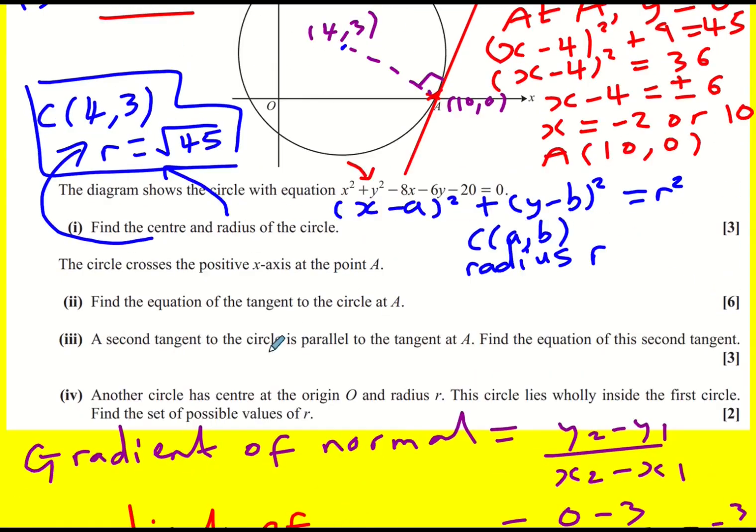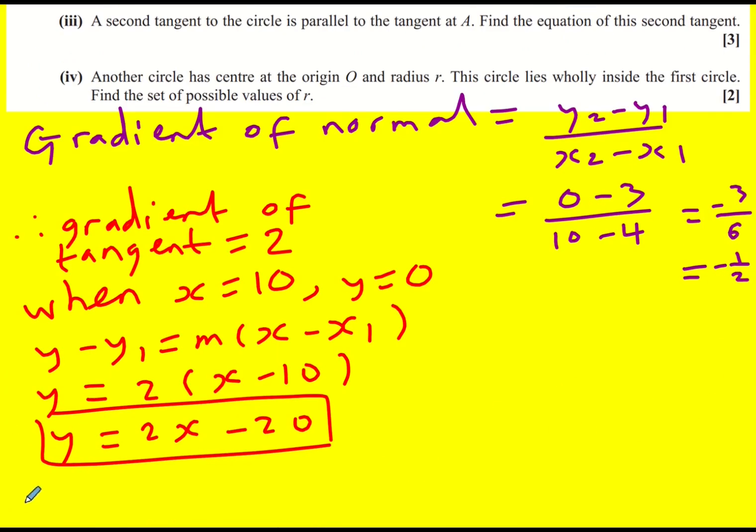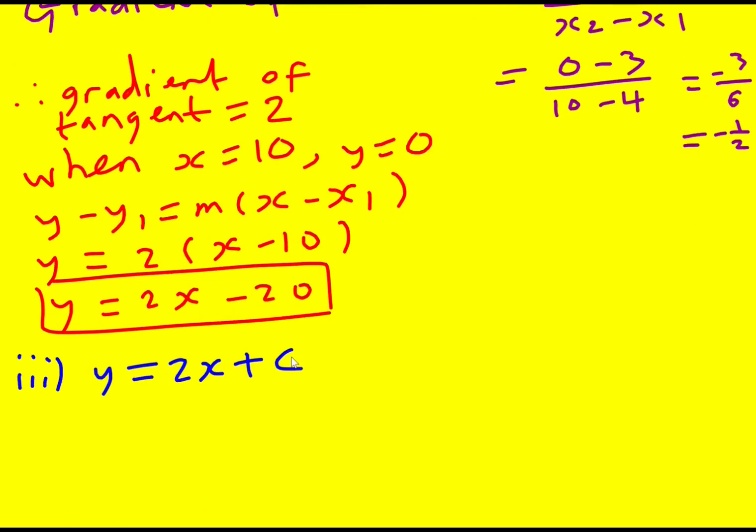We're told in part 3 that a second tangent to the circle is parallel to the tangent at A. Find the equation of the second tangent. So if I take my tangent, and you can use a ruler, think about where this would be. It's going to be the opposite side over here. So we actually already have that it's going to be y equals 2x plus c. It's just what the value of c is.